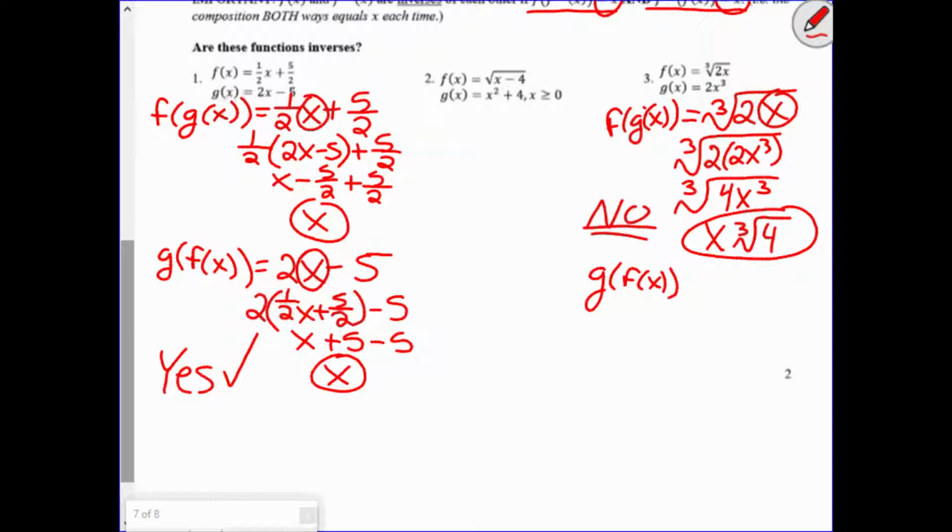Now, go ahead and do the second one, the one right in the middle. See if we get a yes or no for that one. Alright, what would my first composition look like?